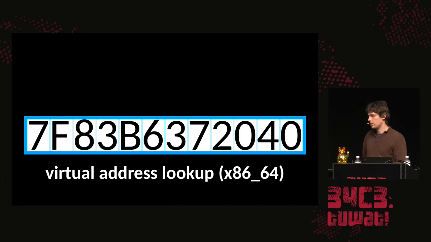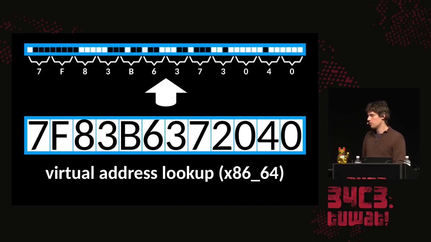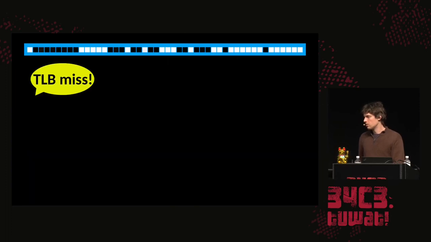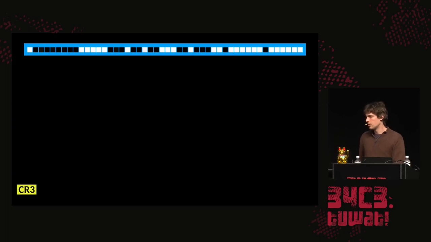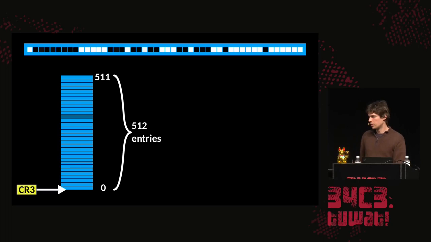So what the page table walk process does is it takes the address and will use a binary representation of this address, because that's easier to show the process, where the one bits are black and the white bits are zero. So say there's a TLB miss, so we'll have to do the page table walk. Now there's a special register in the CPU which points to the first page table.